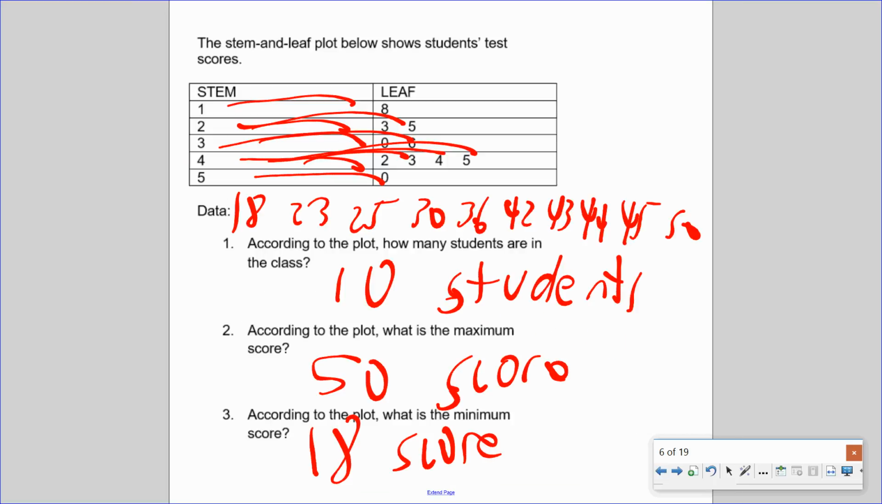You could ask yourself some more things like what is the minimum, what's the maximum, what's the mode, what's the median? Mode is most repeated, median is the middle. What's the range from 18 to 50?